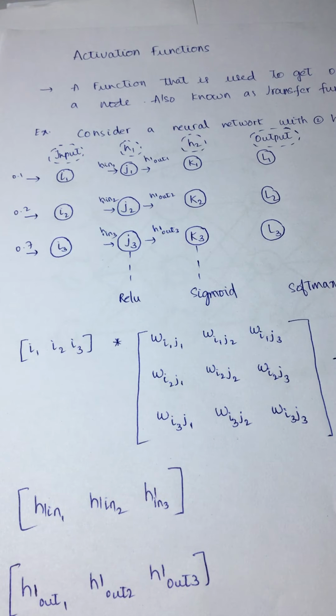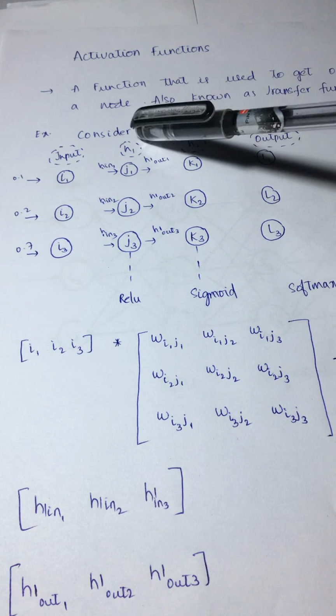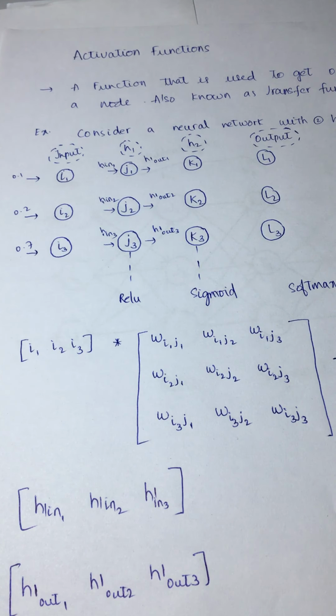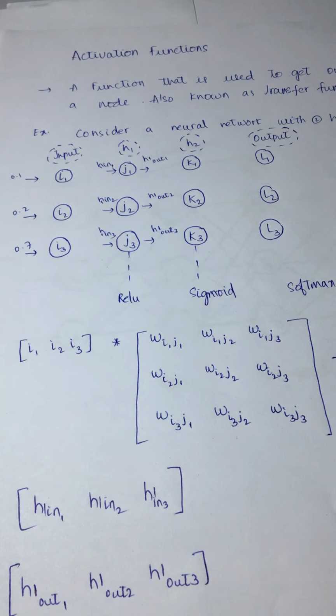So this is again the same neural network which was seen in the previous image, right? You have your input layer, hidden layer H1, hidden layer H2, and your output layer. These are the inputs, say 0.1, 0.2, 0.1.